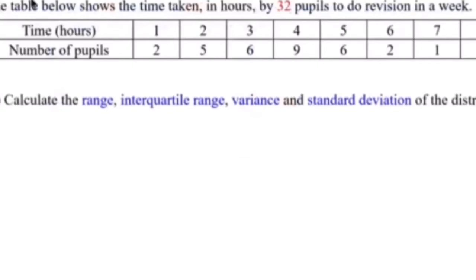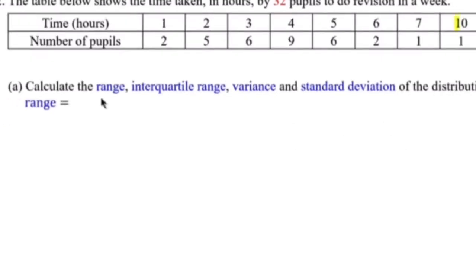Let's discuss question number 12. The table below shows the time taken in hours for 32 pupils. We want to find the range. So we take the highest, 10, minus the lowest, 1. So the range is 10 minus 1, which is equivalent to 9.